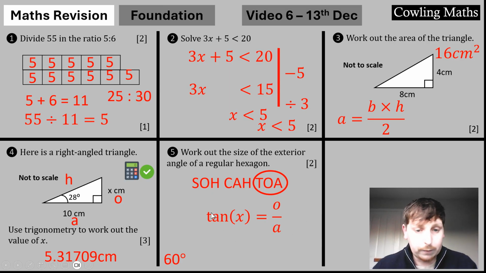I'm now going to put in what we've got. So it's tan of the angle. The angle in the problem is 28 degrees. So I've got tan of 28 is, the opposite side in this problem is just x. So I'm going to swap that for x. And the adjacent side is 10. So I'm going to swap a for 10. Now I'm trying to solve this equation. So I want to get x on its own. We need to get rid of this divide by 10. The opposite of dividing by 10 is times by 10.